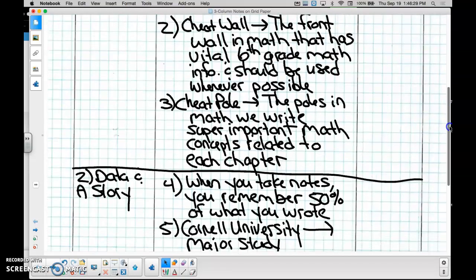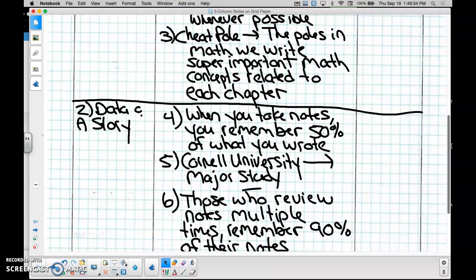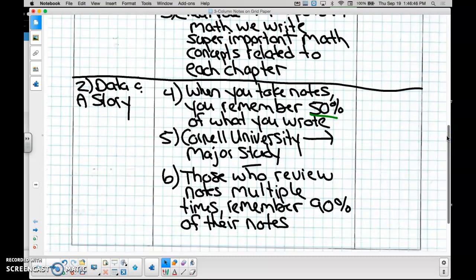Data and the story. So some data. When you take notes and then you put them away, how much of those notes will you remember if you never look at them again? 50%. Okay? So obviously we need to remember more than 50% of our notes. So I told you a story about this professor at Cornell University, and the professor did years and years of studies in which he had half of his class review their notes day after day after day, and the other half of the class he just said leave when they were done taking notes. The kids who left never ever looked at their notes again. The kids who stayed were forced to look at their notes over and over again, right?